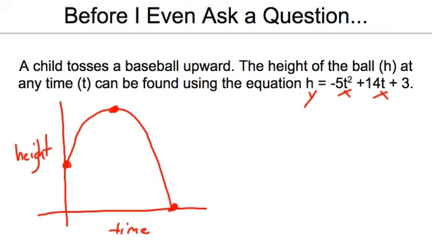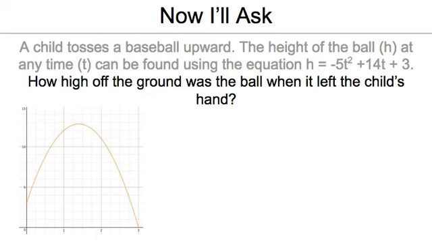But for the time being, I just want to know how high off the ground was the ball when it left the child's hand. So for this, and notice I have a much nicer graph of this sketched out for you now. How high off the ground was the ball when it left the child's hand? Well, initially when it left the child's hand, it hadn't taken any time yet. So what I'm really asking here is, what was the height, h, at time 0? Remember, the x-axis is time, so I'm really just asking what's the y-intercept of this?